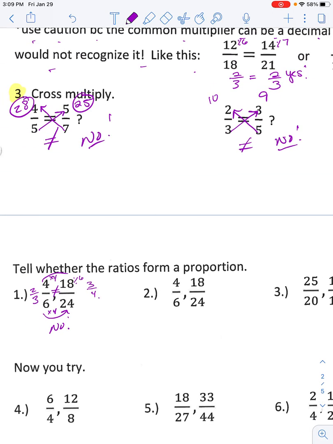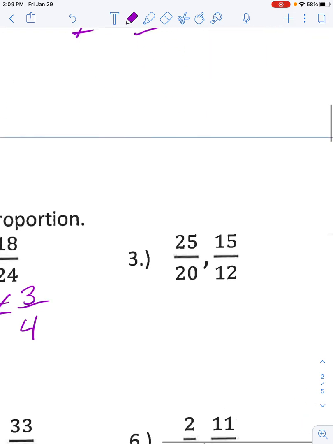I think I wrote it twice, so I would do one way with reducing and the other way with a common multiplier. Again, not the same. I already showed you both ways. Okay, so what about this one?